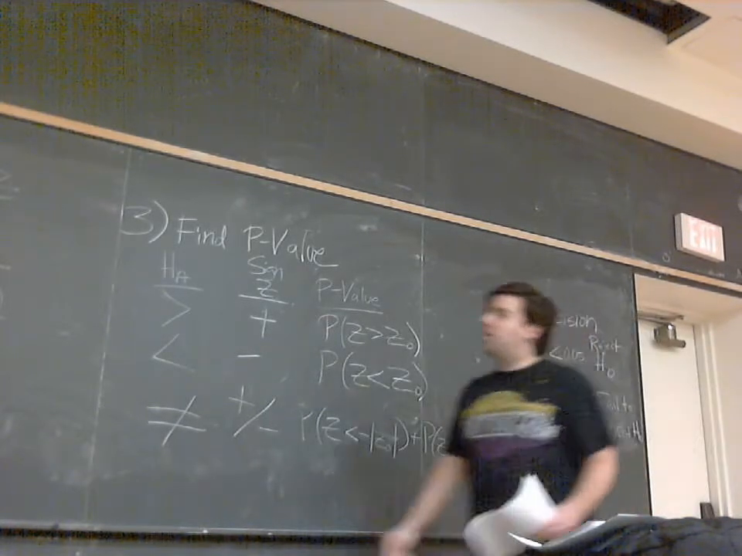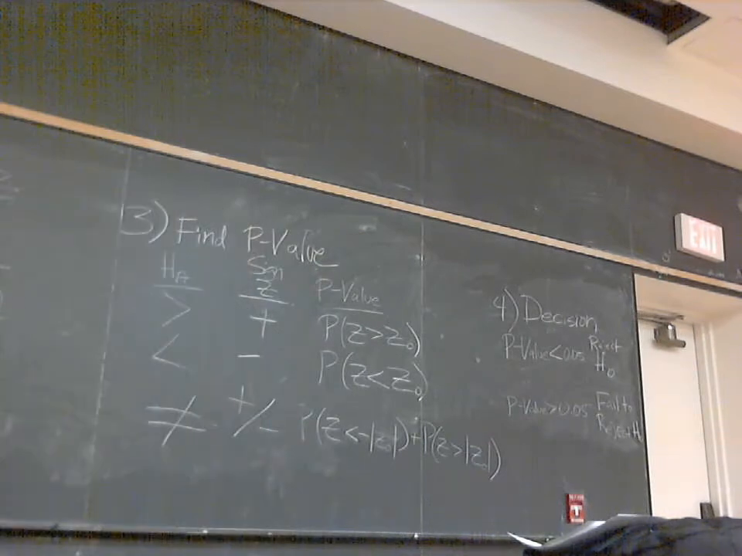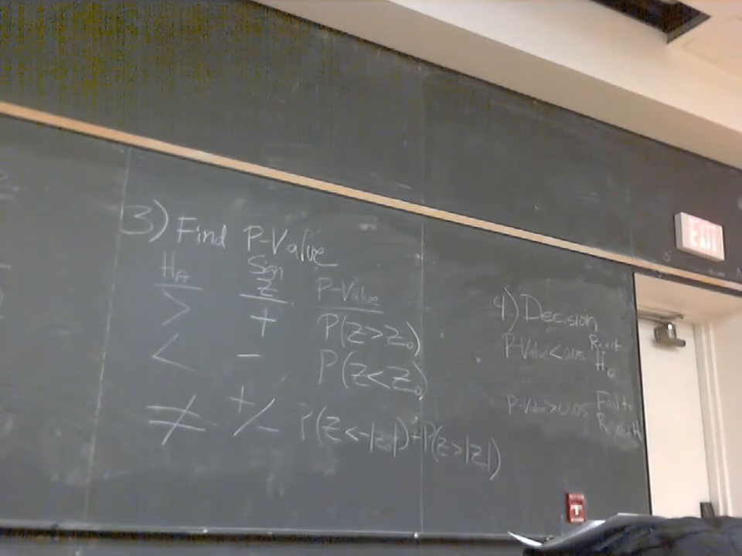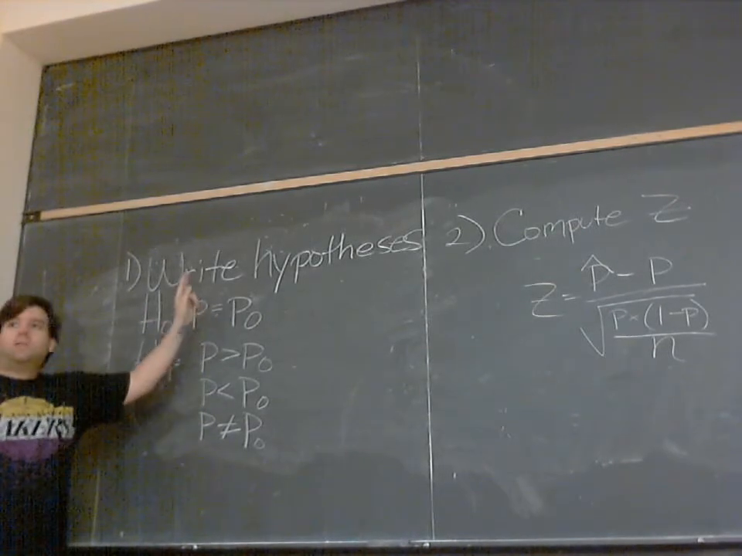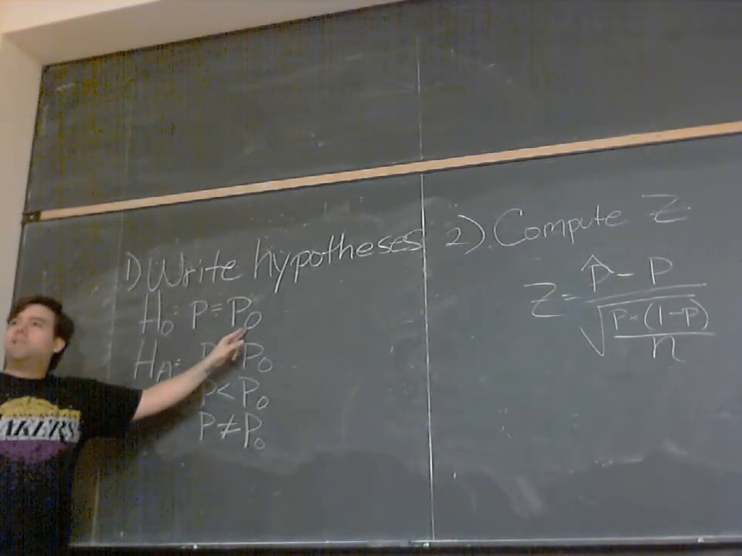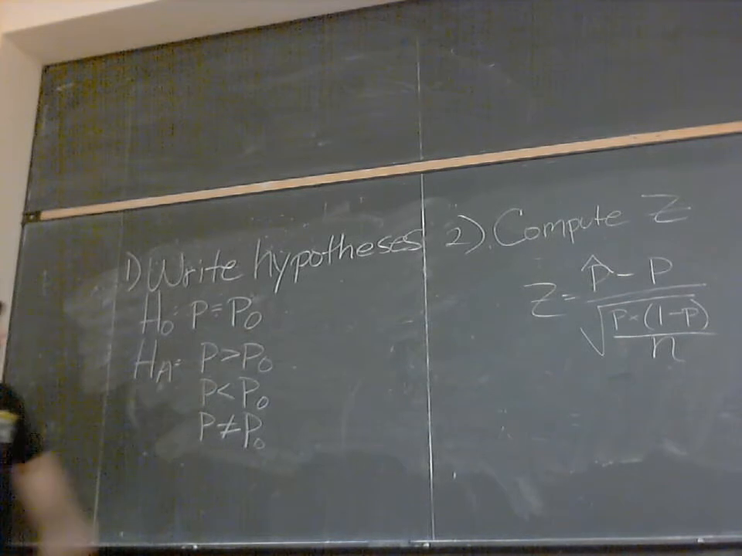Okay, let me talk about what I've written up here. You probably want to write these steps on your cheat sheet. This is the steps to doing the hypothesis test. First thing, we want to write out the hypotheses. The null hypothesis, H naught, is always P equals whatever value I believe P equals. It'll have to be given somewhere in the question.